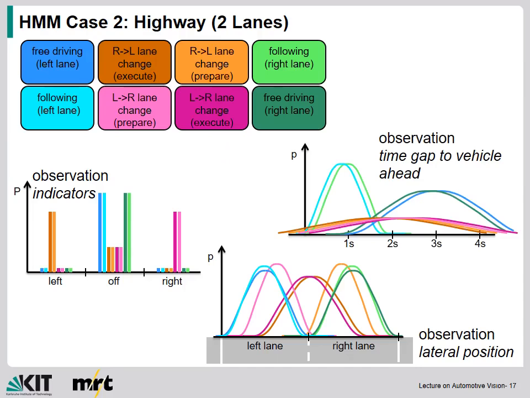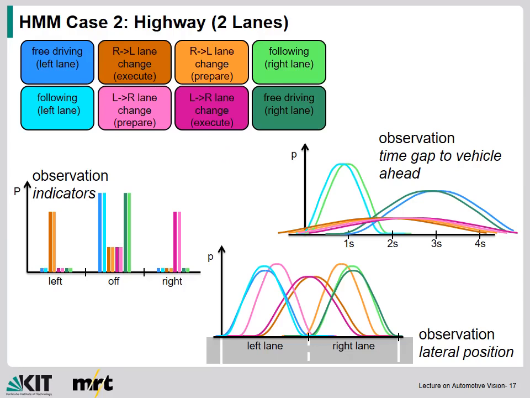A third example would be the time gap to the vehicle ahead, which reflects the speed and the distance to the vehicle ahead. And we might say, okay, if we are in a following state, so following on the right lane or following on the left lane, then we expect that this time gap is small, somehow close to 1 second, and we might put Gaussian density functions in this diagram that are centered more or less around 1 second, or maybe a little bit less or a little bit more, and express that in these situations we expect small time gaps.